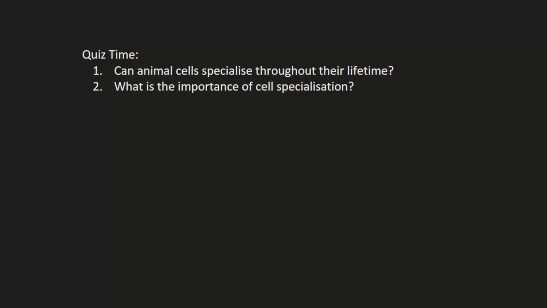So question one, can animal cells specialize throughout their lifetime? So this one is actually not true. And the reason for that is that animal cells, once they are mature, can no longer specialize, and that happens quite early on. Plant cells, however, can specialize throughout their lifetime.